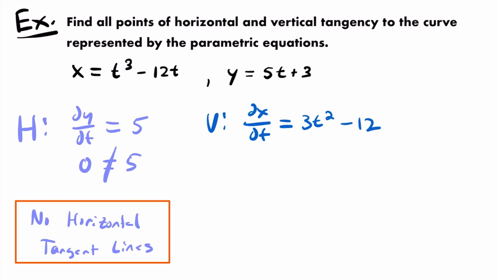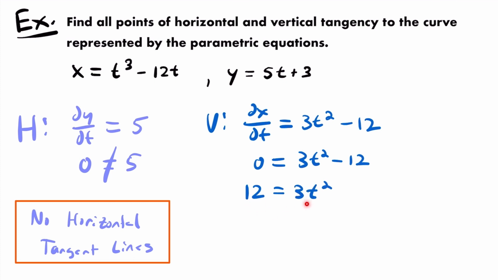All right, so now what we want to do to find all points of vertical tangency is set dx/dt equal to 0 and solve for our values of t such that that is true. So we'll have 0 is equal to 3t squared minus 12. Now, unlike this equation over here, we actually have values of t that we can solve for, right? We have 3 times t squared minus 12. So let's solve for t. Let's add 12 to both sides of the equation. We'll have 12 is equal to 3t squared.